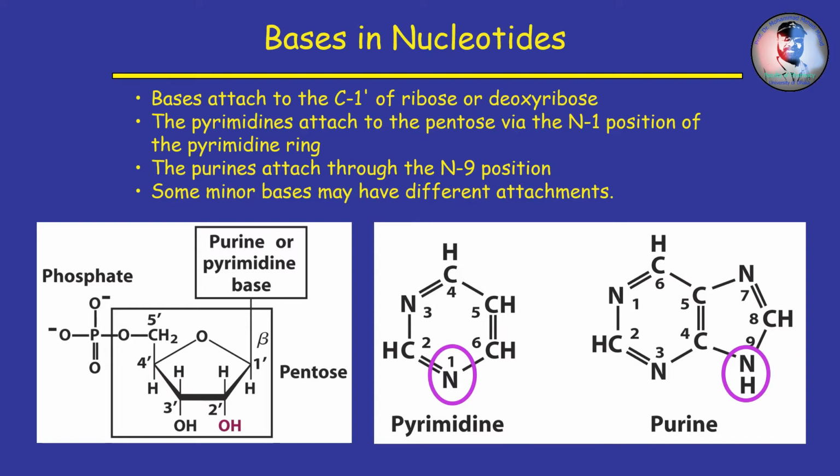These nitrogenous bases are attached to the 1' carbon of the pentose sugars. The pyrimidine bases attach to the pentose sugar via the N1 position of the pyrimidine ring, whereas the purine bases attach through the N9 position of the purine ring. But some minor bases may have different attachment.